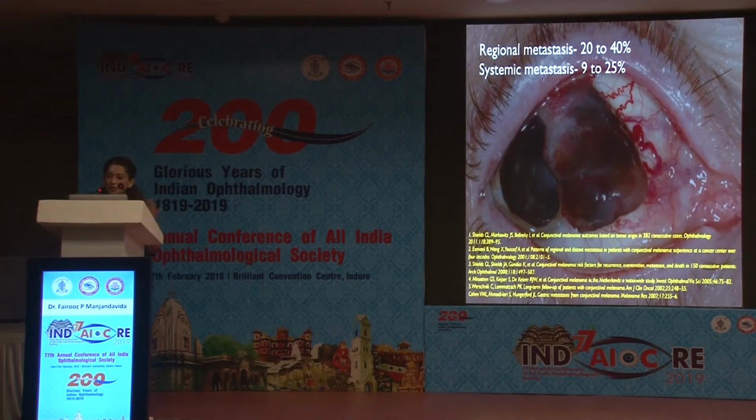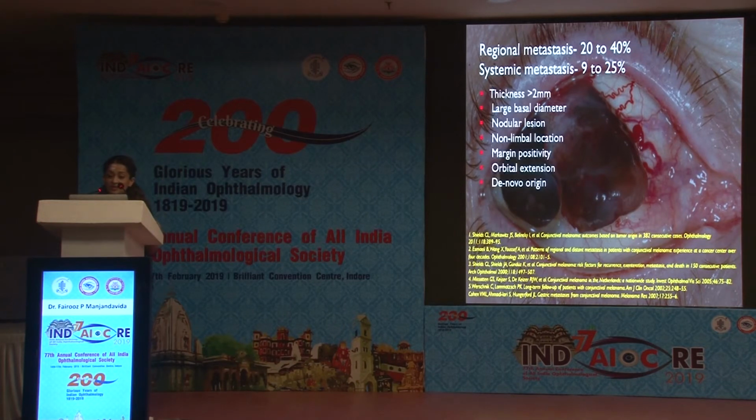So why is conjunctival melanoma so important? Because it is reported that 20 to 40% can have regional metastasis, and 9 to 25% can have systemic metastasis. These are the typical features which indicate a high risk of systemic and regional metastasis in conjunctival melanoma: anything more than 2 millimeters in thickness, larger basal diameter, nodular lesion, non-limbal location, margin positivity once you excise it surgically, orbital extension, and de novo origin.